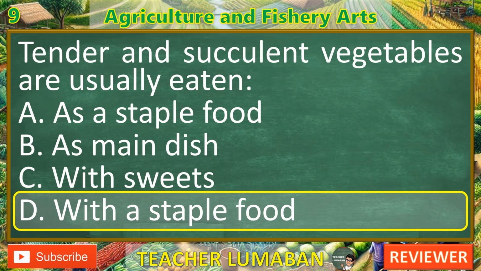D. With a staple food. This is the most accurate choice. Tender and succulent vegetables are often served as side dishes alongside staple foods, enhancing the overall meal.